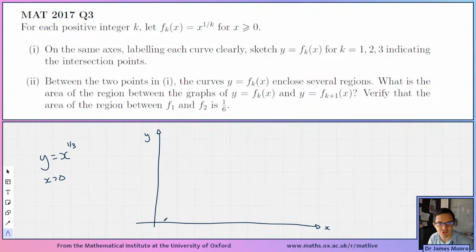I really like this question. So it defines lots of different functions all at once. I should have read the question, sorry. It wants us to sketch x to the 1/3. It asks us to sketch several things. They're calling them f1, f2, and f3, where f1 is x to the 1/1, f2 is x to the 1/2, and f3 is x to the 1/3. Gosh, that's hard to say out loud.